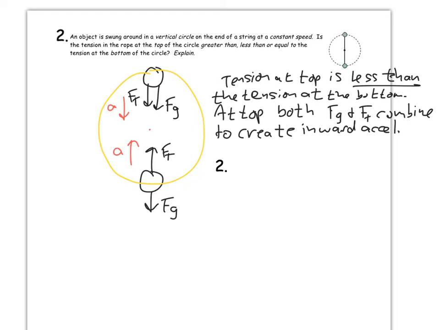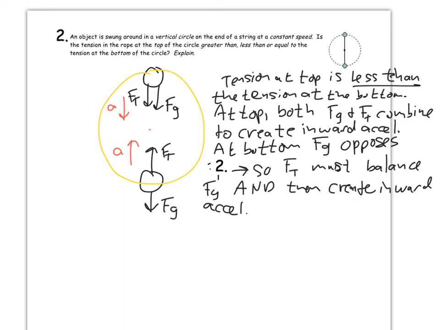And so the first thing I would say is at the top, both Ft and Fg combine to create that inward acceleration. And at the bottom, Fg opposes Ft. So that means that Ft must balance that force of gravity there and then create an inward acceleration on top of that.